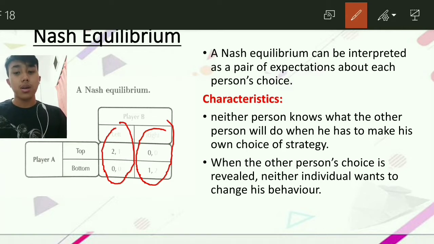So there's a relation between A and B. A's choice depends on what he thinks B will do.